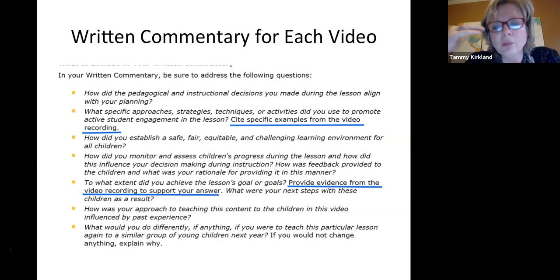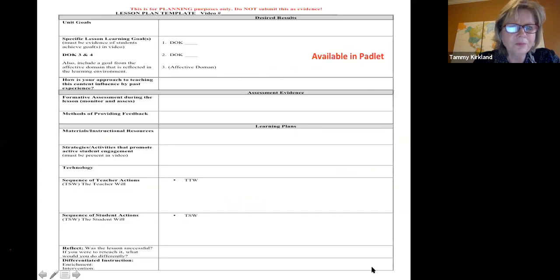If you're totally stumped and you don't know what to do, how would you challenge the students? What would the extension of that lesson be? And that's where you could include that. So again, you will answer these same questions about both videos. Here's a copy of the lesson plan. This says available in Padlet. That's available to you in WCTP 601.